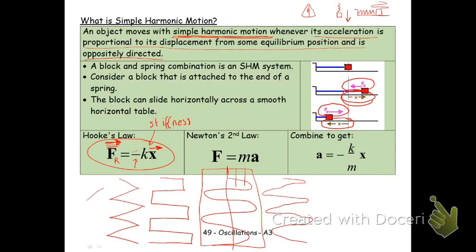And we say a block and spring combination is a simple harmonic system. Consider a block that is attached to the end of a spring. The block can slide horizontally across a smooth horizontal table. A big mistake for this first equation is that people, and the book puts it down, I think, as F, not Fr, think of it as the applied force rather than the restoring force.